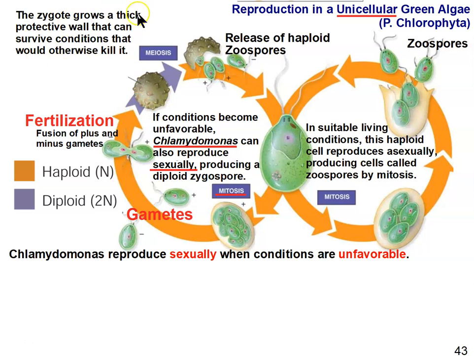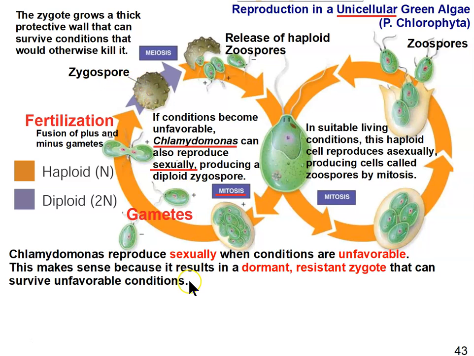The zygote then grows a thick protective wall that can survive conditions that would otherwise kill it, and it will not germinate. It will stay in that condition, dormant, for a long period of time until conditions become favorable. And so we would call that a zygospore, because it's a spore that contains the zygote. So this makes sense, again, because it's dormant, resistant. It can survive unfavorable conditions for a long period of time.